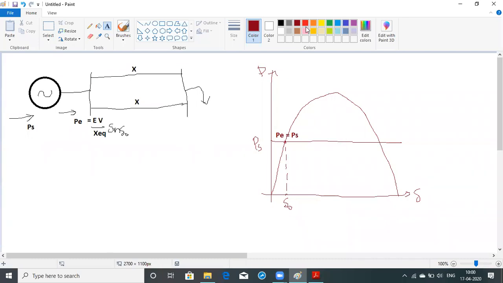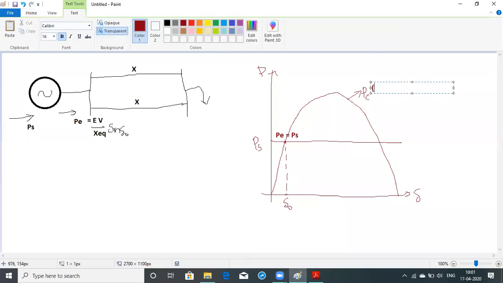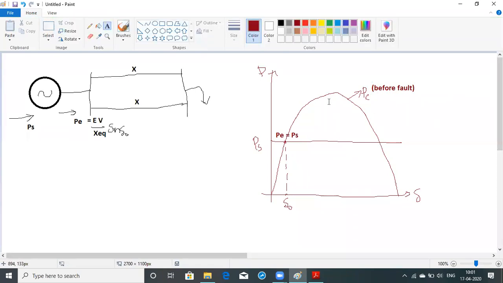Now what we are going to do is apply a fault on any one of the transmission lines. I'm going to write this as PE, the electrical power before the fault. So this is the curve.